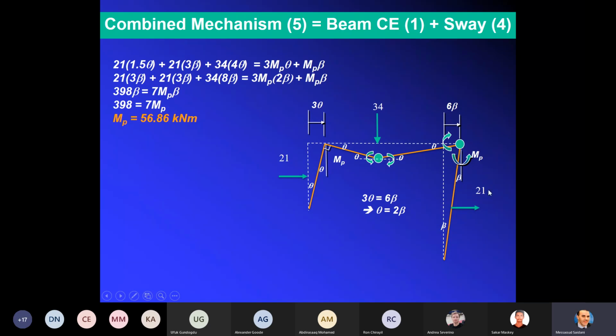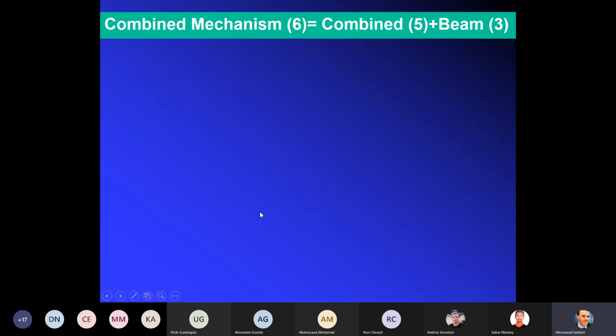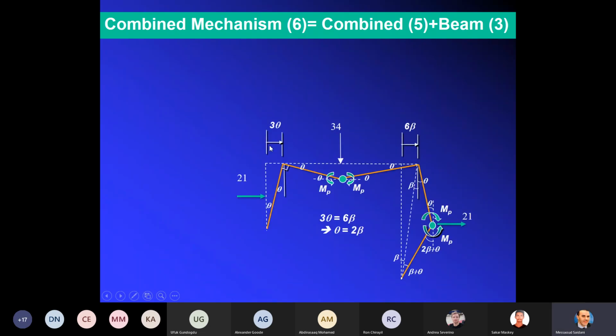So therefore, the combination we consider is this one here. Why? Because if we combine this mechanism now with this beam mechanism for EG, this hinge will be eliminated, but we'll have a hinge forming at this point here, F, okay? So let me show you.